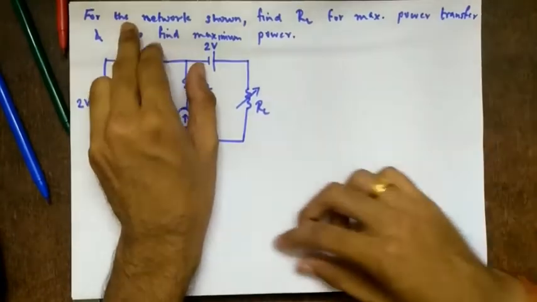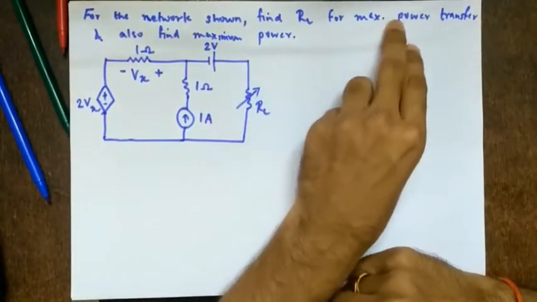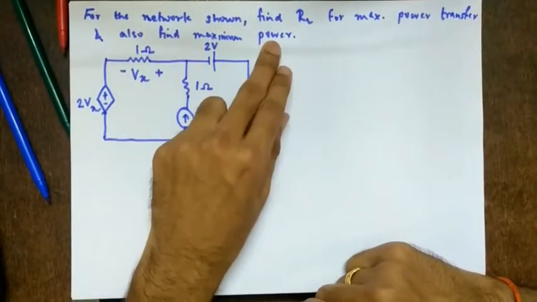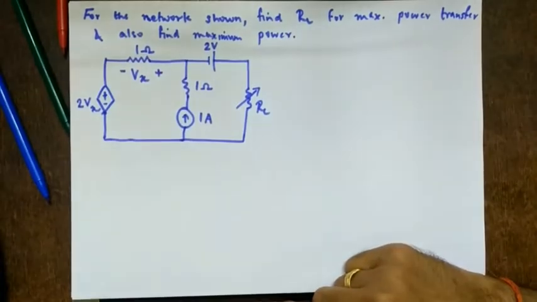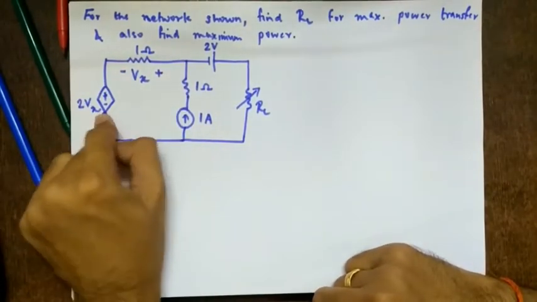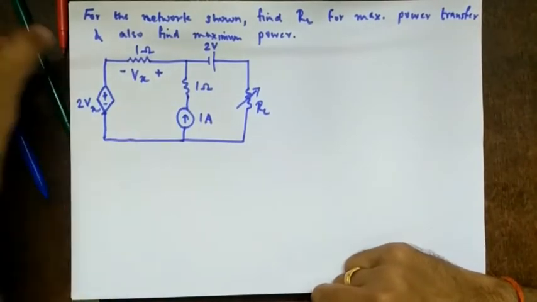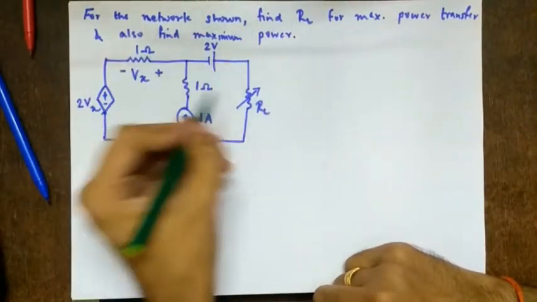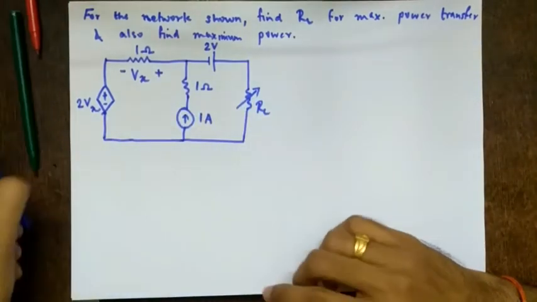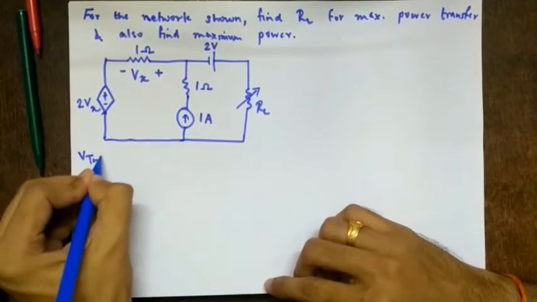So next question is, for the network shown, find RL for maximum power transfer and also find maximum power. So where is the dependent source? This is the dependent source. The variable is Vx. So this is Vx. So what do we have to find first? RL for maximum power. Where is RL? This is RL. So let's redraw the network for VTH.